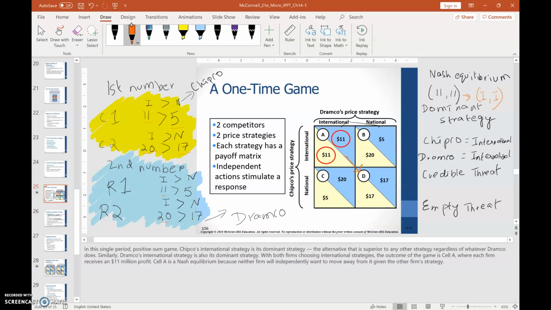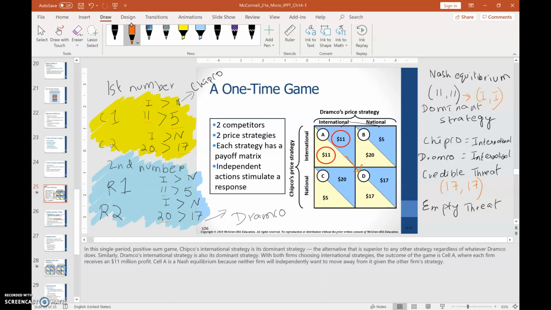So a credible threat will lead to both of them using a national strategy, both of them behaving as a monopolist, and we have a collusive agreement. This leads to the solution to be national and national, or 17 and 17.